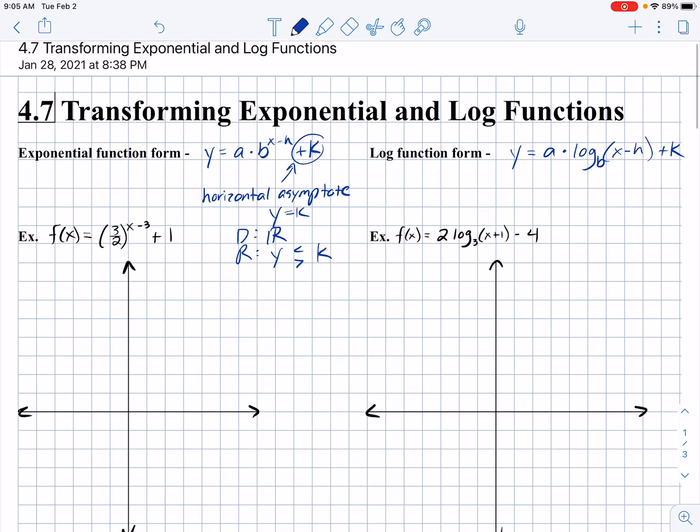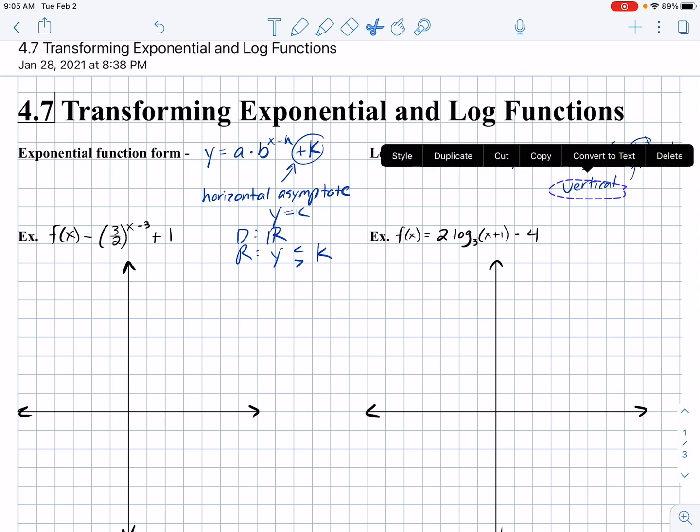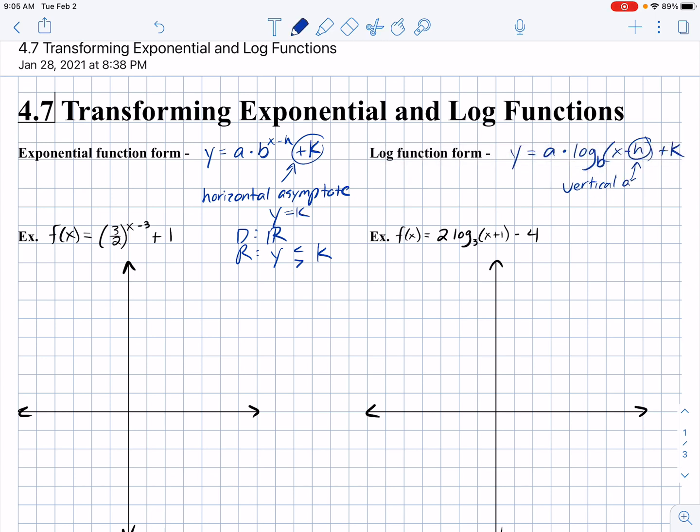For log functions, h, this is your vertical asymptote. I might need to move that over. Vertical asymptote. It's at x equals h, and then now domain is either x is greater than or less than h, and range is always all real numbers for log functions.